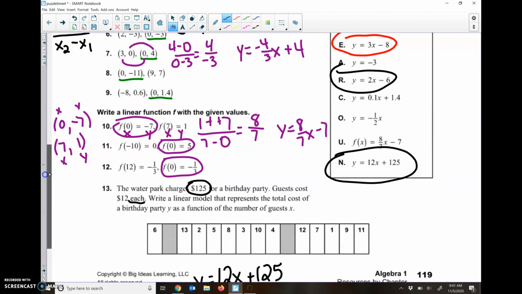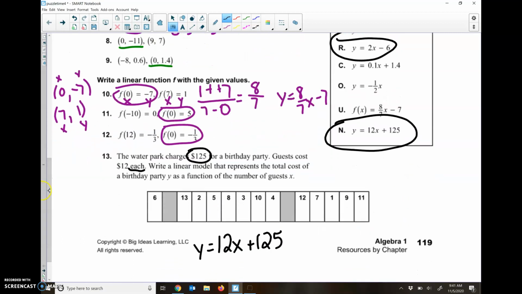So to answer our joke here, what paces back and forth on the ocean floor? The answer is a nervous wreck.